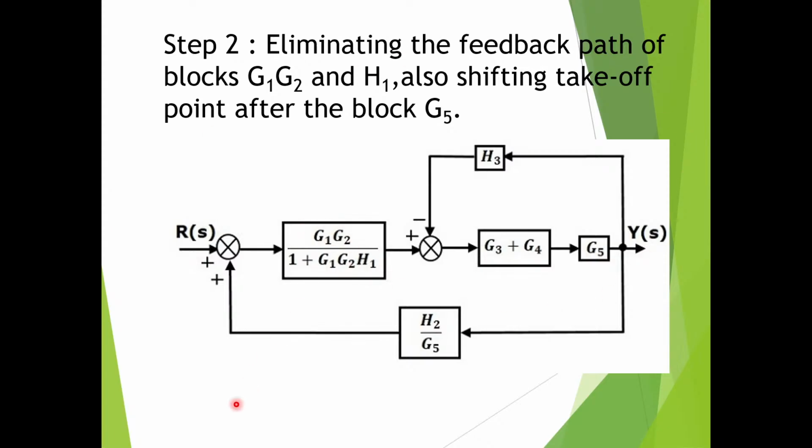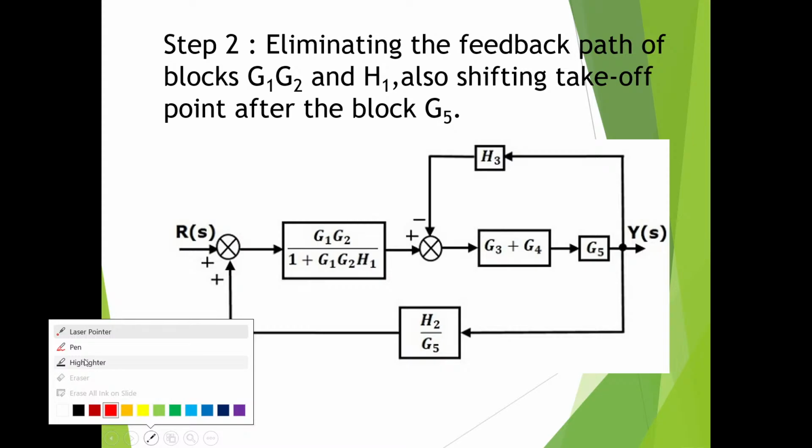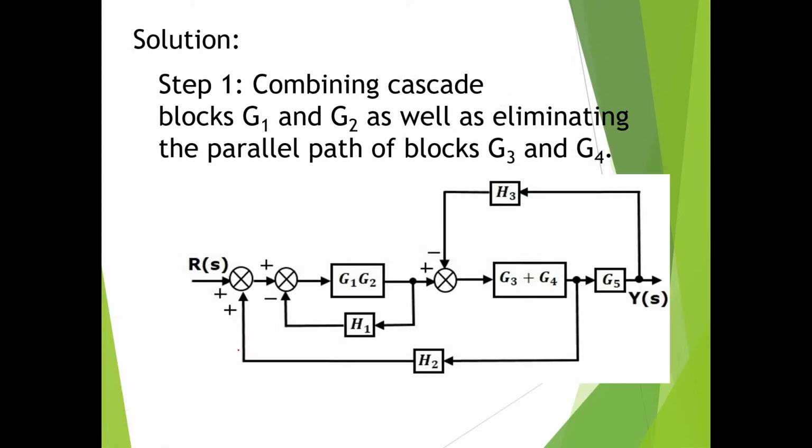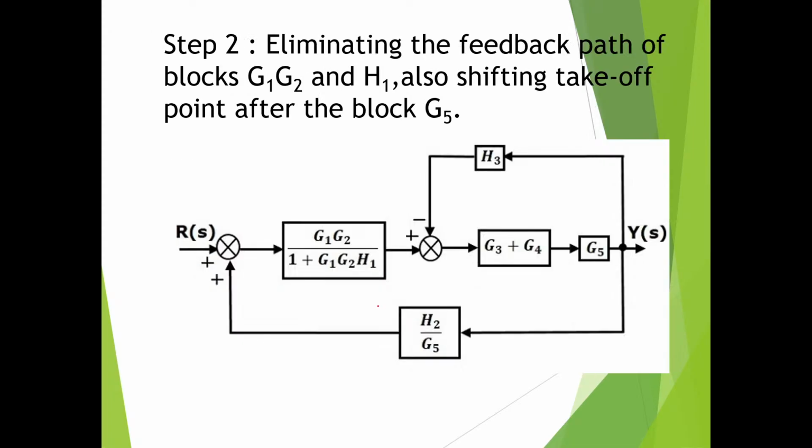What was in step 1? I just want to go back. See, what was the feedback? It was negative feedback. Here minus is there. So what is the gain value of this feedback? When you eliminate the feedback, what do you get? G1, G2 divided by 1 plus G1, G2 into H1. That's what you will get.